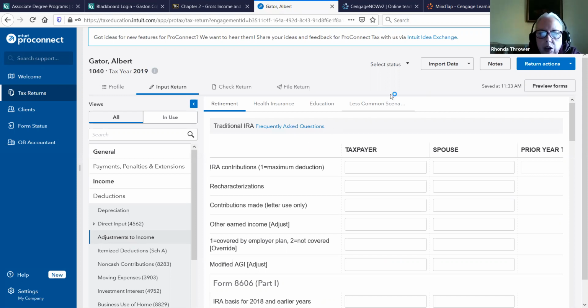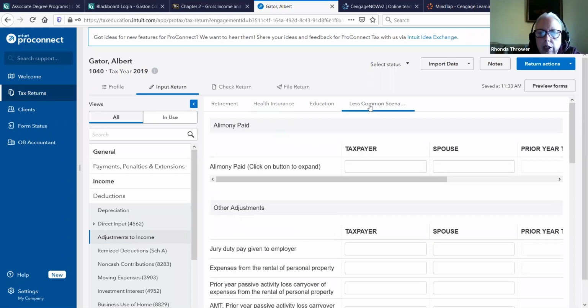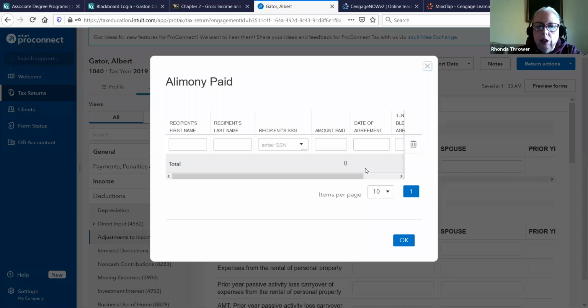And right up here where you see less common scenarios, if you click on that, you can see there's where alimony paid is. They kind of had it hidden from you. So you have to know what alimony affects. And you remember I said earlier that it was an adjustment to income. So click on adjustment to income and click on less common scenarios, and it'll bring up alimony paid. And so we're going to record the taxpayer in here.